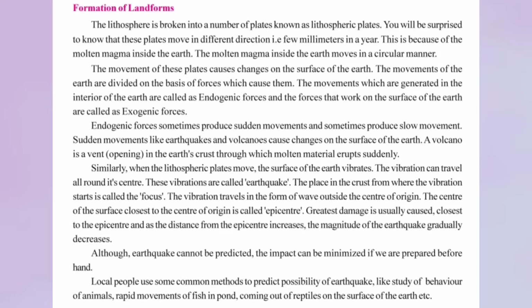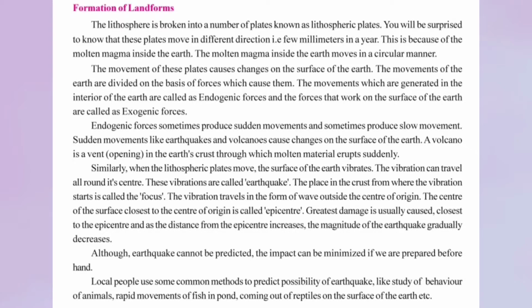The uppermost layer of the earth, that is the lithosphere, has a number of plates known as lithospheric plates. The landmass on which both the continents as well as the ocean bed reside is called the lithospheric plates. These plates are broken into small sections as you can see in the figure. These plates move very slowly, a few millimeters each year.